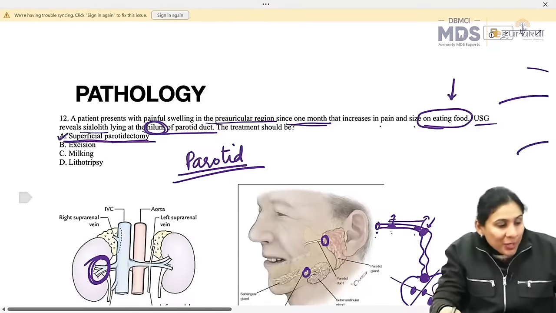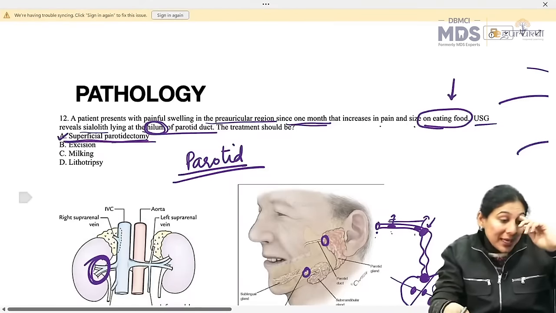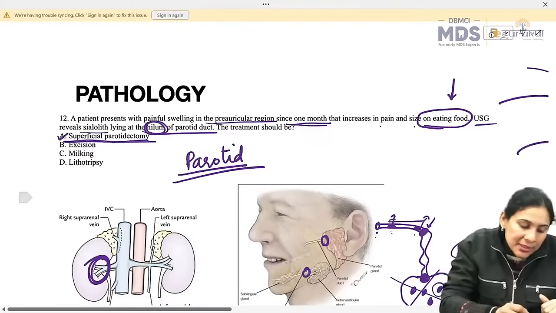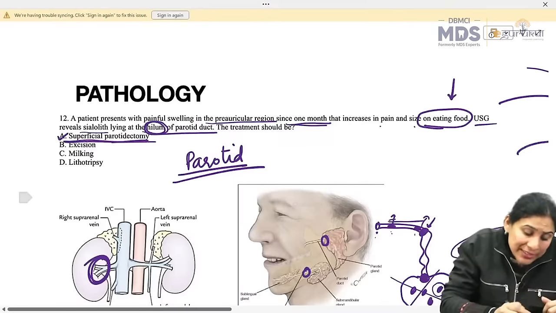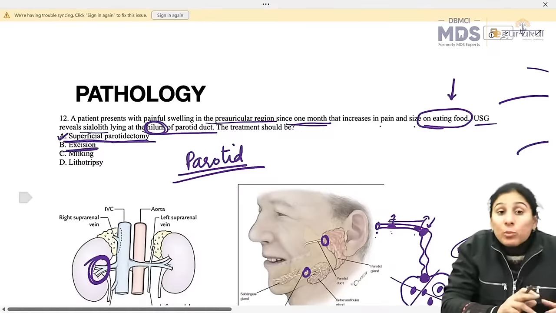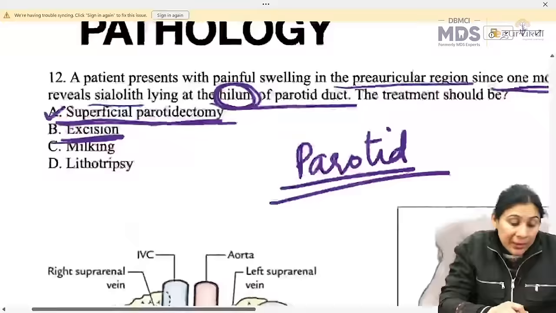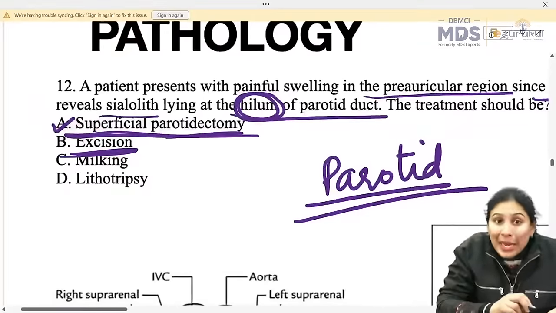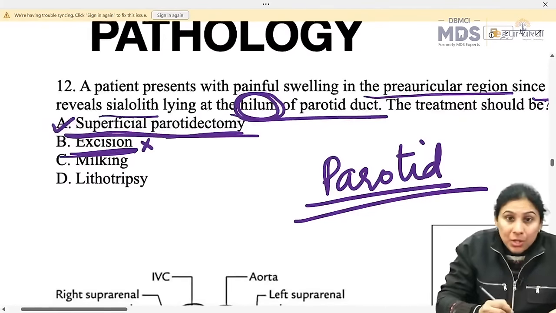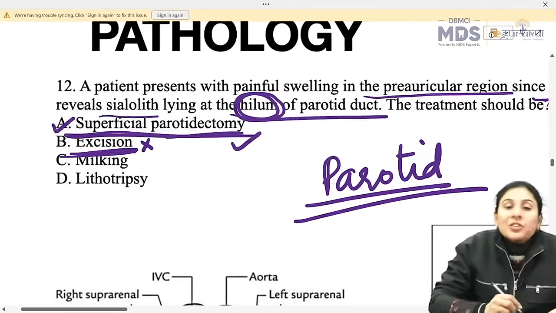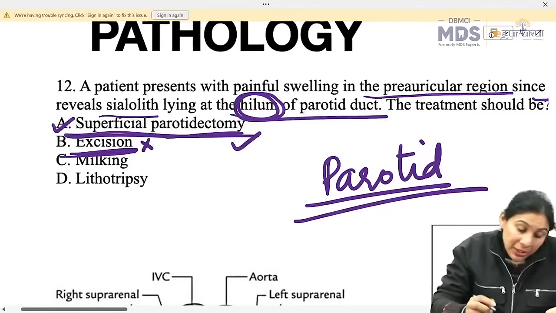That is the answer. All right, just give me a thumbs up. You're all correct. Most of you are correct in answering. The answer is excision. Excision means you're removing the whole gland. Okay, so I don't want to remove my whole gland. So that is not a very good option. The better option is superficial gland removal or superficial parotidectomy.